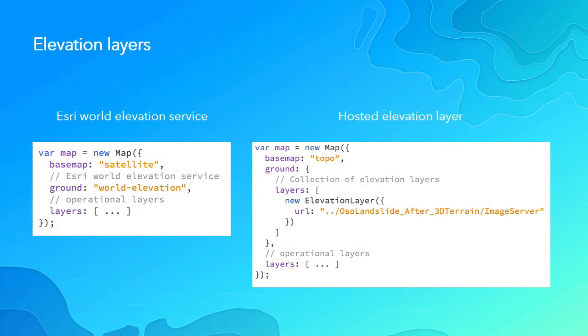Thank you. So how does this look in code? For the Esri World Elevation Service, if you want to use the default one, all you need to do is specify the ground property, set it to world elevation, and we will autocast it to the elevation layer that uses the world elevation service provided by Esri. Otherwise, if you host your own elevation layer, then you will need to specify it in the layers property of the ground, and it's just as easy as instantiating a new object from the elevation layer class where you pass in the URL of your elevation service. So there's nothing really fancy to that.